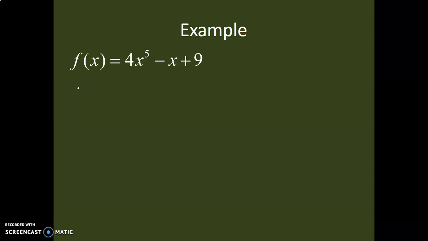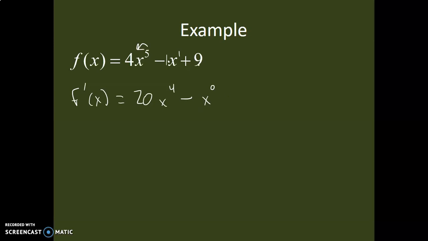So if this is my original function and I want to find the derivative, f prime of x would be, this first one I'm going to use the power rule. So multiply that number in front. 4 times 5 is 20, and then drop the exponent, so now it's x to the 4th. This is also the power rule. It's like 1 times x to the 1st. So I subtract, and then 1 times 1 is 1, x to the 0 power, which is just 1.